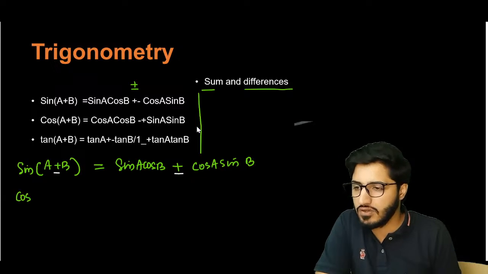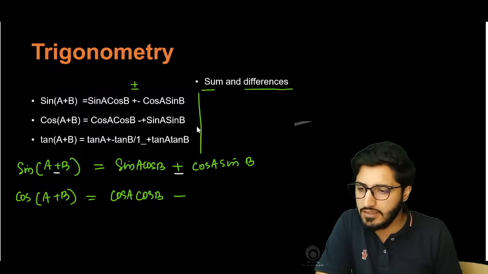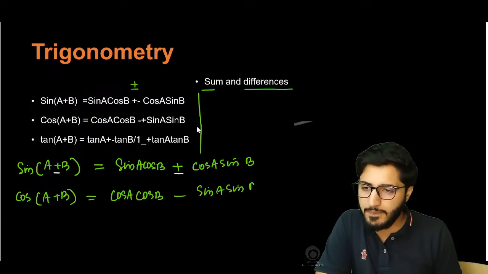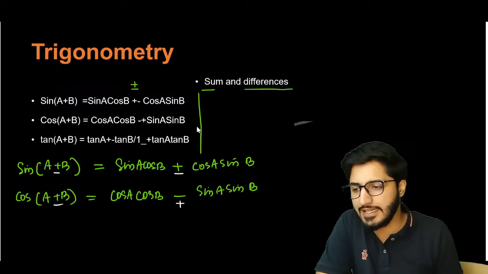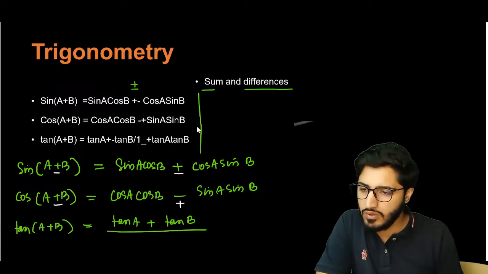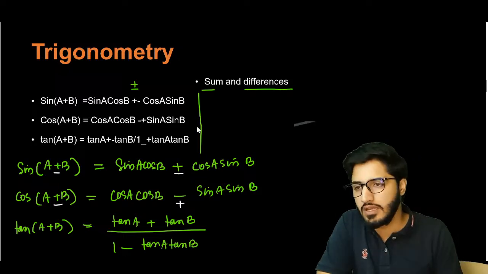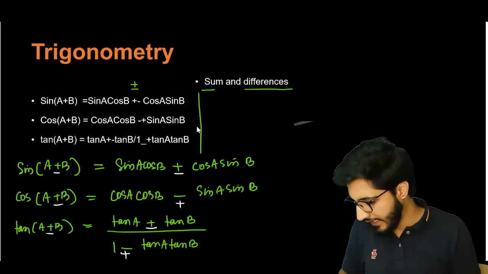The same way, cos A plus B, I can write cos A cos B, it's plus, this becomes negative, it is minus sine A sine B. Now cos A minus B will become cos A cos B plus sine A sine B. In the same way, tan A plus B will become tan A plus tan B whole divided by 1 minus tan A tan B. And for minus, here we have minus, here we have plus. These are some identities that we have.